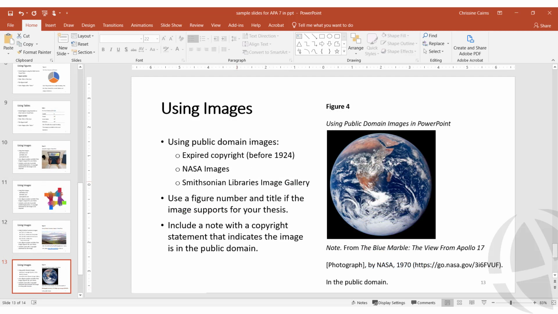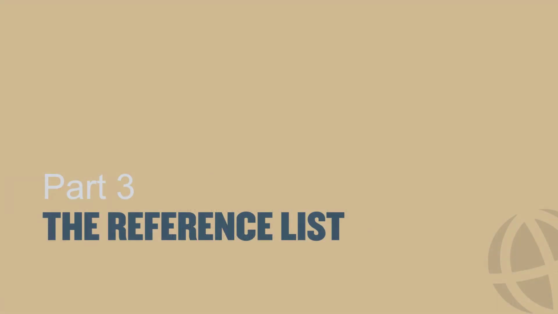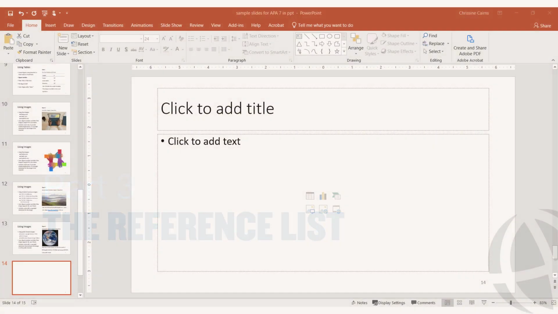Images in the public domain, such as photographs with expired copyrights, are also okay to use in your presentation, but they also need a copyright statement in the note. You can find public domain images on the NASA website, the Smithsonian website, and by searching the web for public domain images. And those are some examples of body slides using APA style. Let's look at how to format a reference list on a PowerPoint slide.